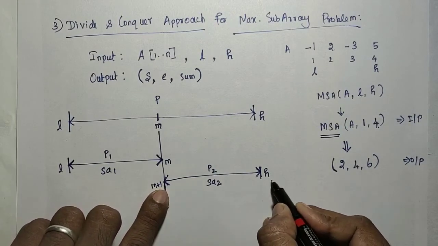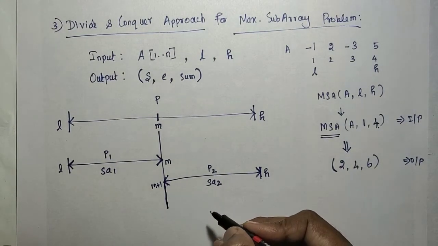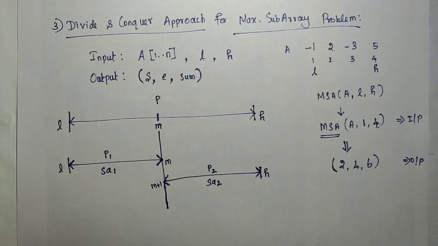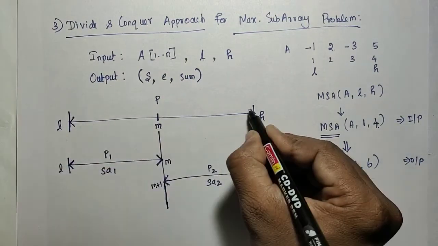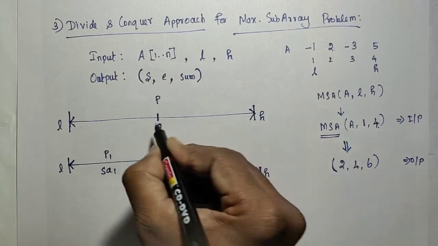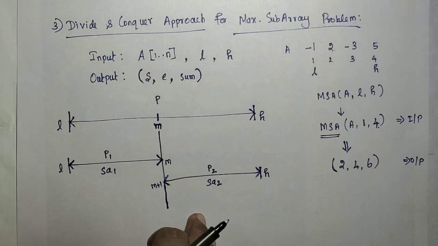M plus 1 to what? H. So 1 and then what? 2. Two subarrays we are getting. And then we are going to obtain the third subarray from what? This L to H itself, which is having that M, which must contain the middle element.